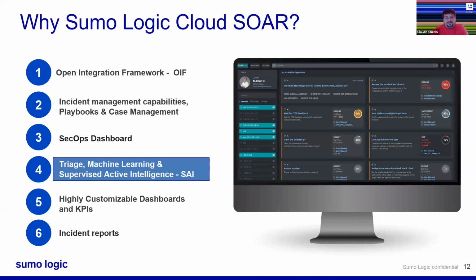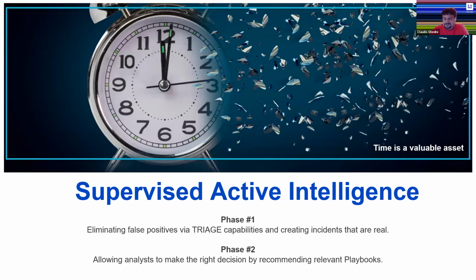The fourth point is the triage machine learning supervised active intelligence. We have the idea that time is a very important asset, so we want to help the analyst to use their time better. So with the supervised active intelligence, we have divided it into two phases. Phase one is, as Enrico mentioned before, through the triage capability of the platform, to eliminate the false positives and create incidents only for the real threats. And phase two is allowing the analyst to make the right decision by recommending the most relevant playbook that can be used to analyze this specific threat.